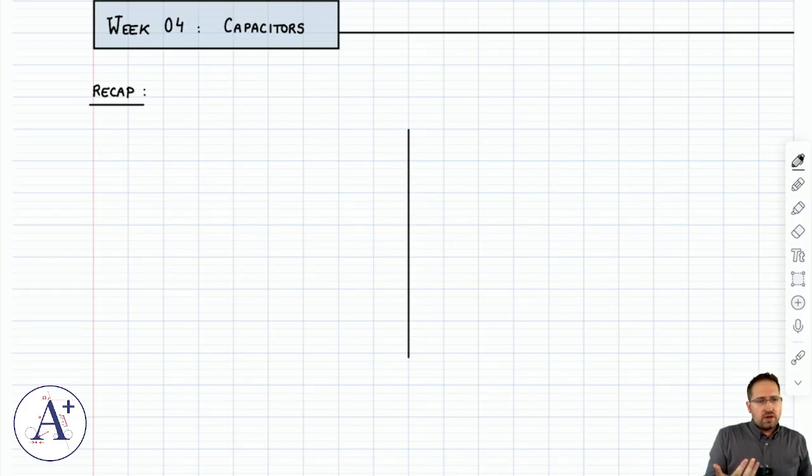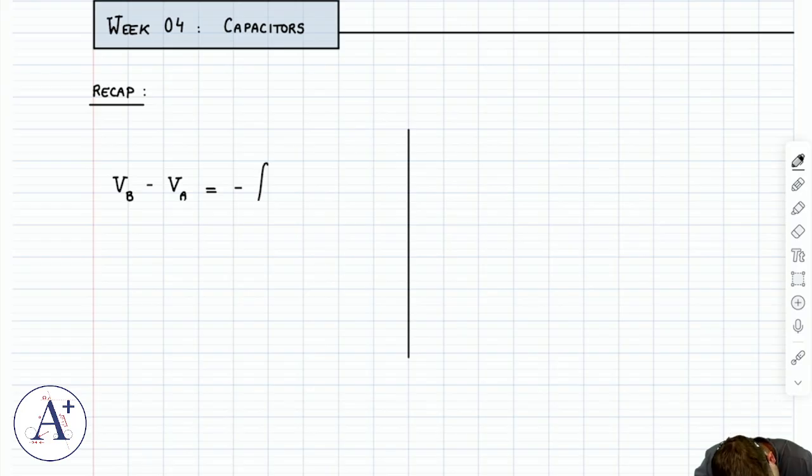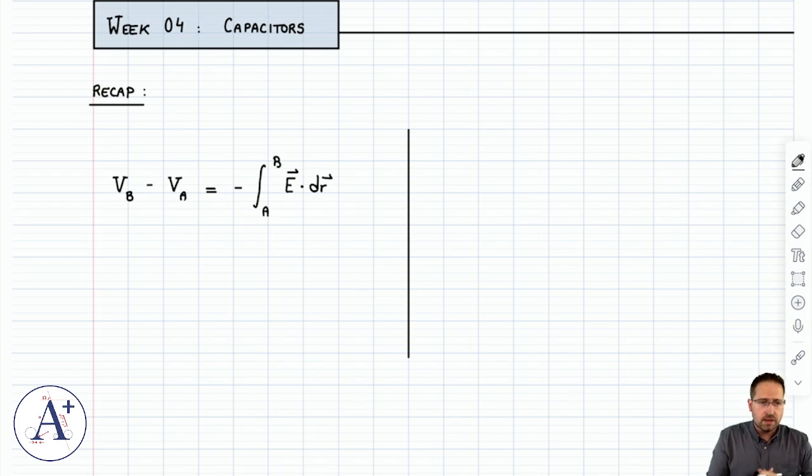The first thing that we learned last week, as far as computing anything goes, was the formula VB minus VA, or you could write it V final minus V initial, it doesn't matter, is minus the integral from A to B of E dot dr. Now we talked about E dot dr and that it's E cosine theta dr and all of that, and we'll see more of it today.